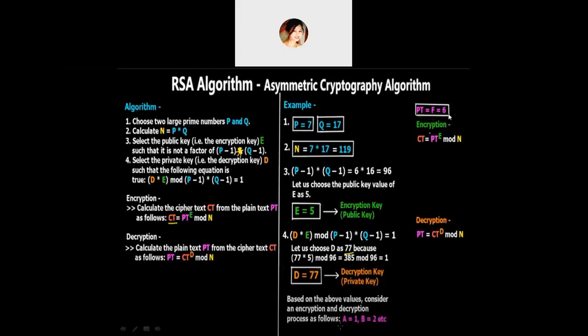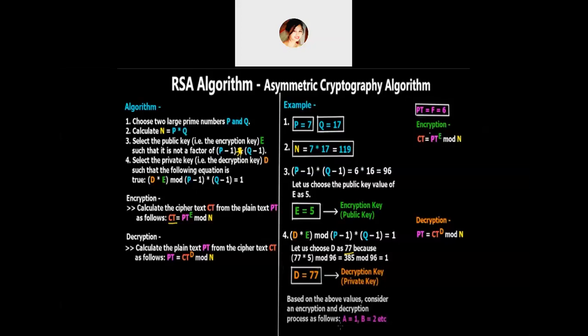Now let's say I want to send F as the plain text. Suppose I am the sender, I want to send F as the plain text to some receiver. So the plain text, that is PT, is F. So PT equals F equals 6, as I already assigned the values here. Now perform the encryption process. For the encryption process, the equation is as follows: CT equals PT to the power E mod N.